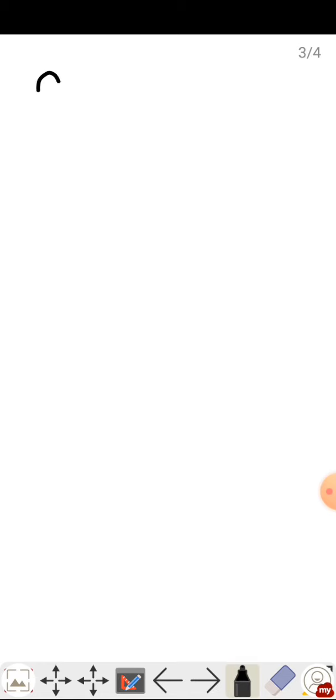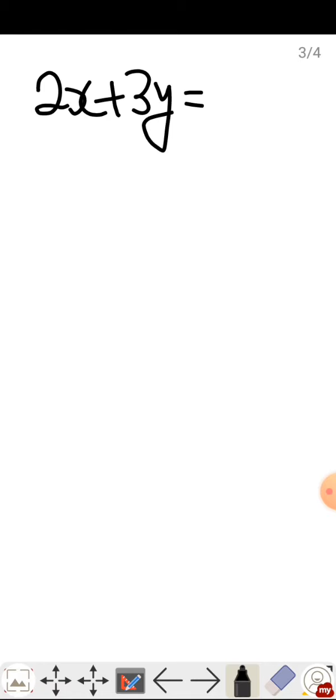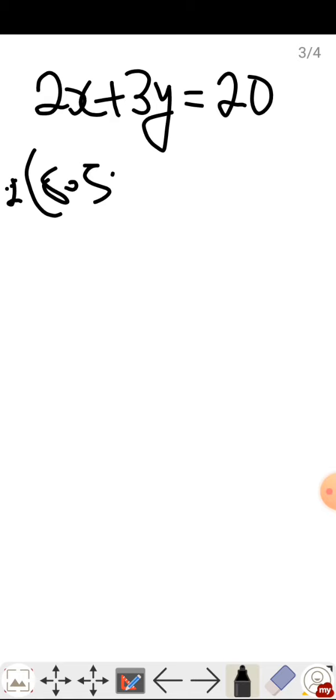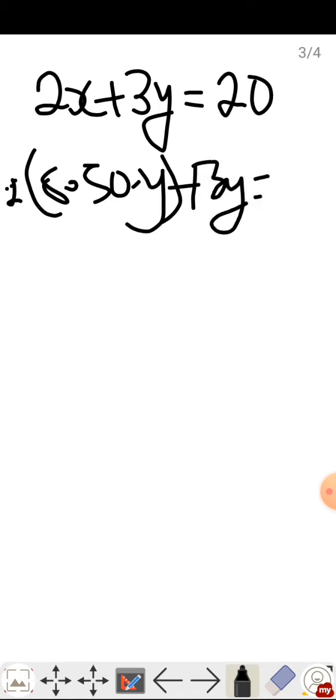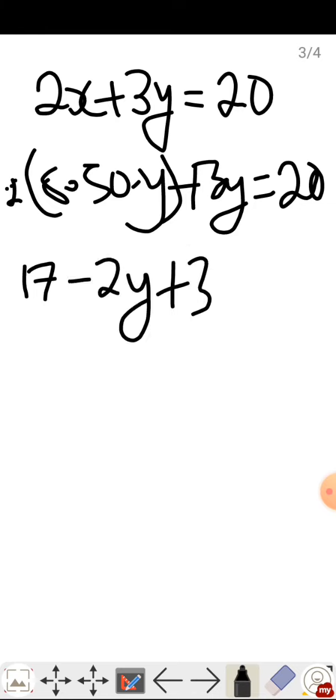So the other equation was 2x plus 3y equals 20. Where there's the x, you write 8.5. So here write 2 times (8.5 minus y), which corresponds to the value of x, plus 3y equals 20. Then now it's 2 times 8.5, which is 17. 2 times minus y is minus 2y, plus 3y equals 20.